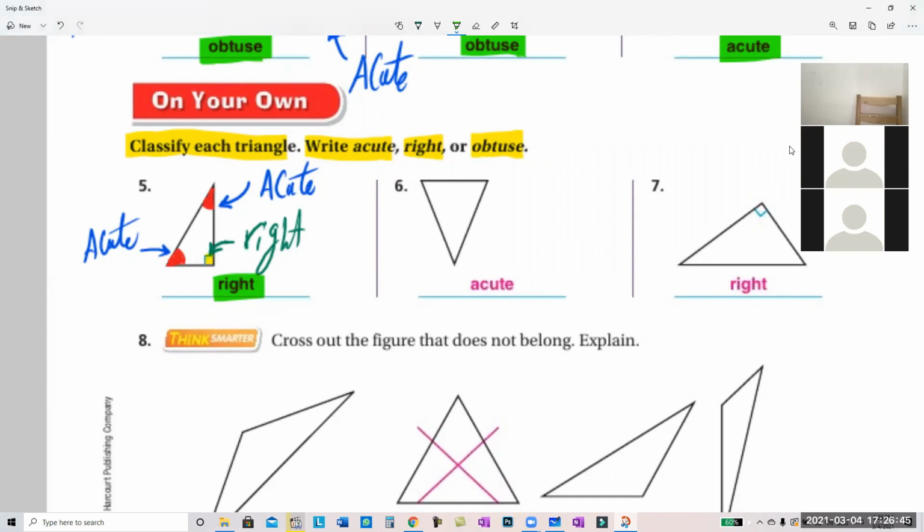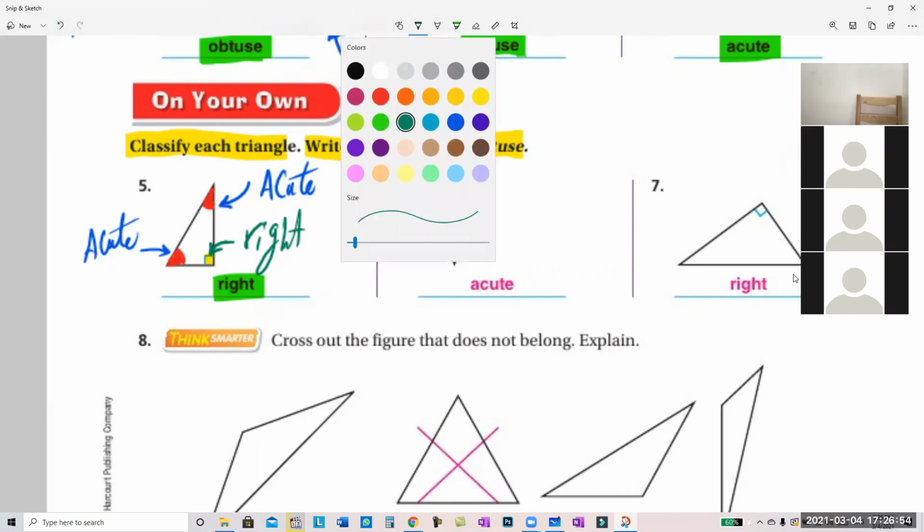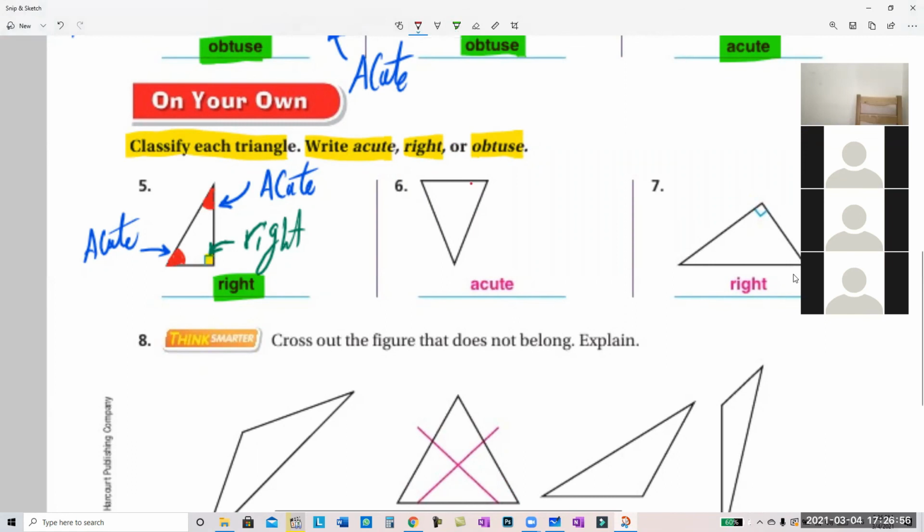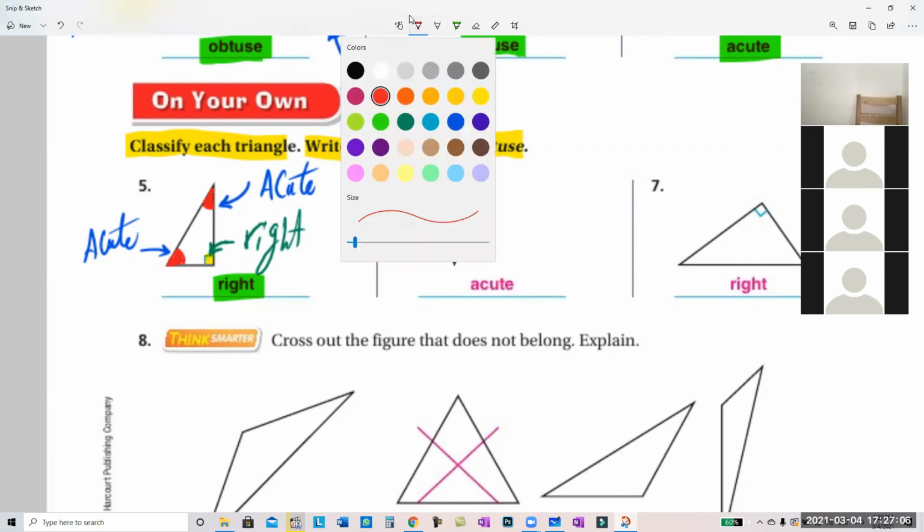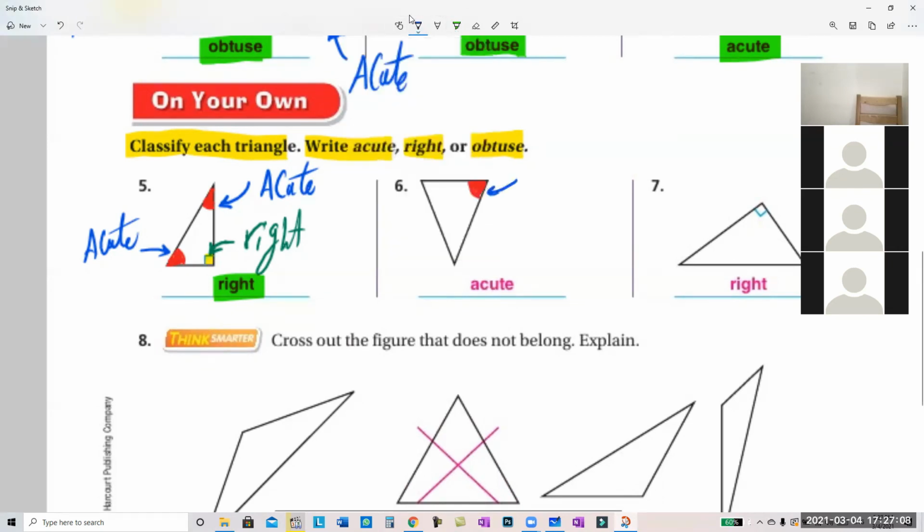Okay, what about Faisal Hamoud? Yes, teacher. Okay, Faisal, the next one, number 6. Can you help? Yes. Okay, what about this angle? Tell me about this angle. Obtuse or acute or right? This angle is acute. Acute, great.